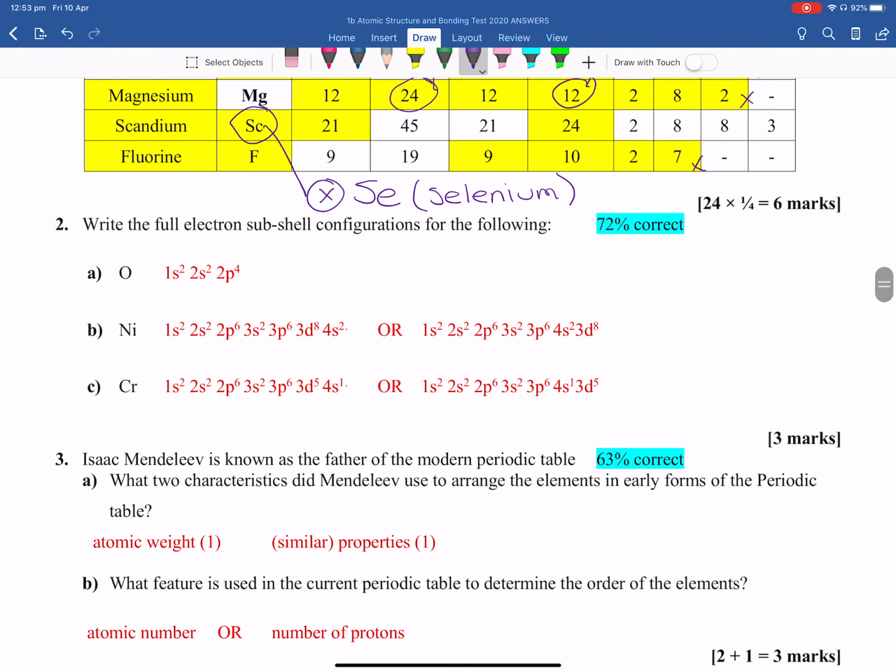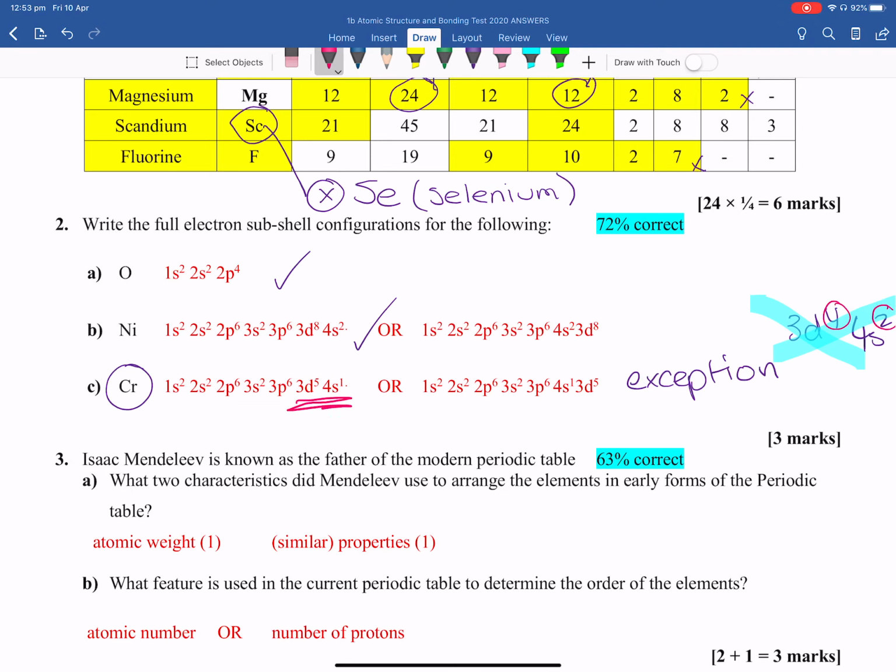Okay, down to the electron subshell configurations. Most people could get oxygen, most people could get nickel. But remember that chromium is the exception. So if you wrote 3d4, 4s2, remember that can't be accepted because you can't have 2 here when you've got 4 here. So what we have is 3d5 and 4s1.